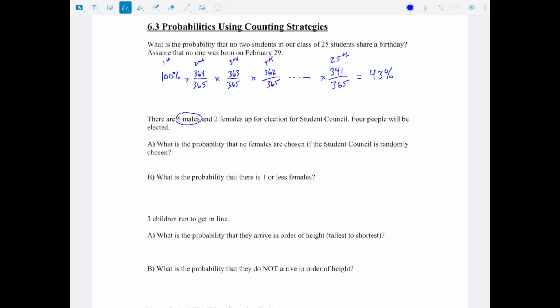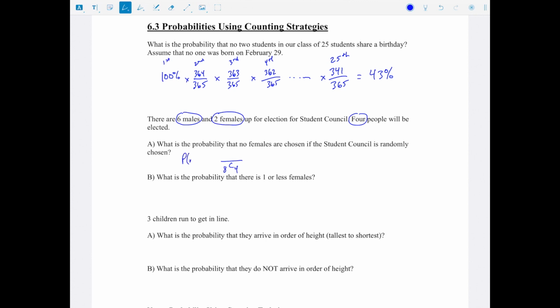So we have 6 males, we have 2 females. In total, we have 8 people up for election, and we are choosing 4 of them. Now, because we're choosing 4 of them, and order doesn't seem to matter here, there's not like a ranking of a president or vice president or anything like that. We know that the total number of ways to get a student council is 8 choose 4.